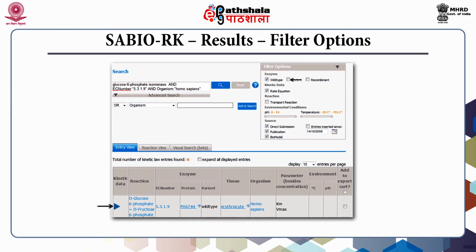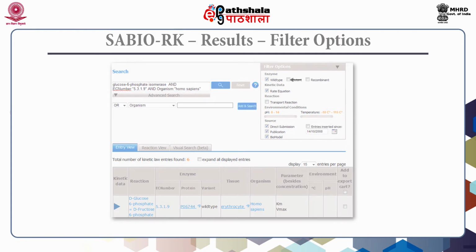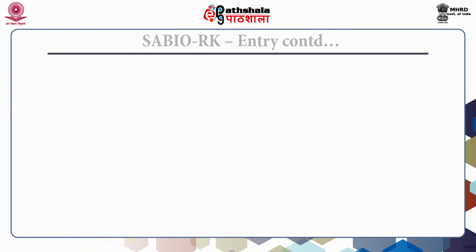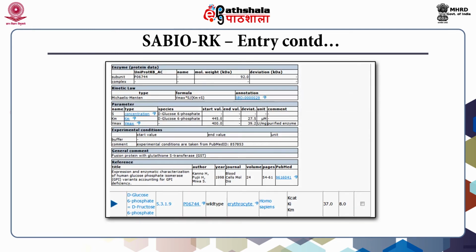Click on the right arrow button of the first entry in the kinetic data column, that is the first column, to display kinetic data. The general information includes the organism, tissue, enzyme commission number, class, etc., and substrates, products and modifiers. Scroll down to find the enzyme protein data, kinetic law, parameter values, experimental conditions and the published literature reference. The last section has information of the reference literature.